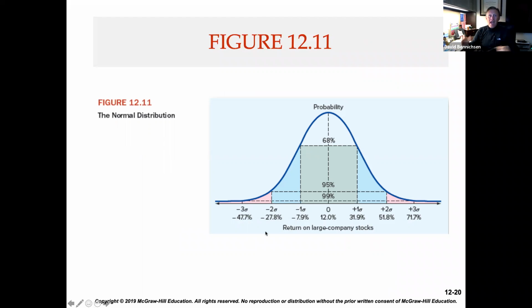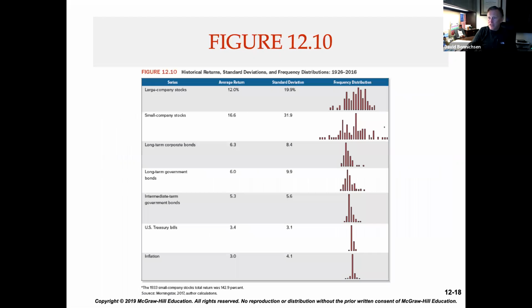The average return on the large cap stocks was 12%. That's the mean, straight up the middle at 12%, the most occurrences. And when we looked at the standard deviation for the large cap stocks, it was 20%. So keep that number in mind.